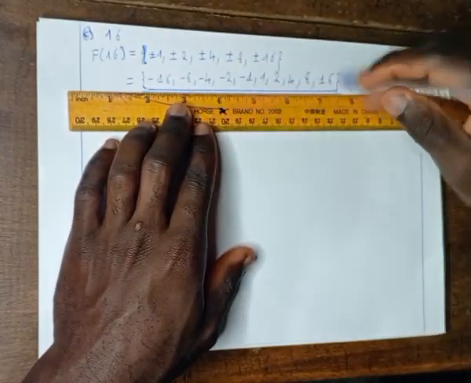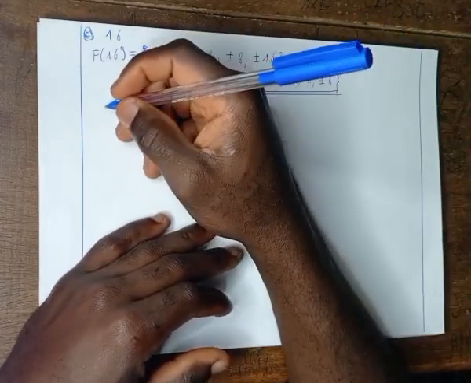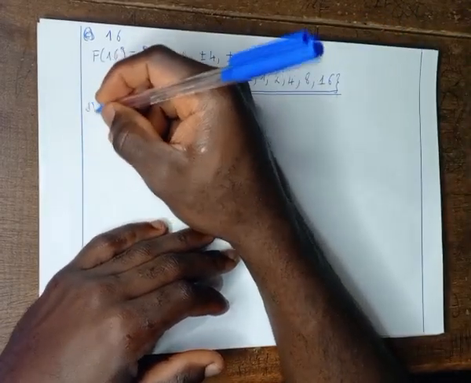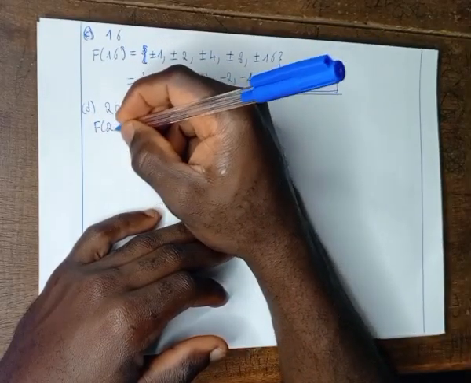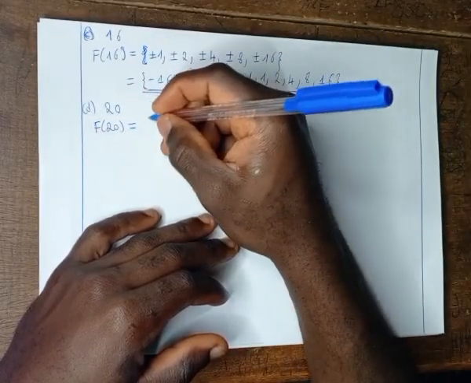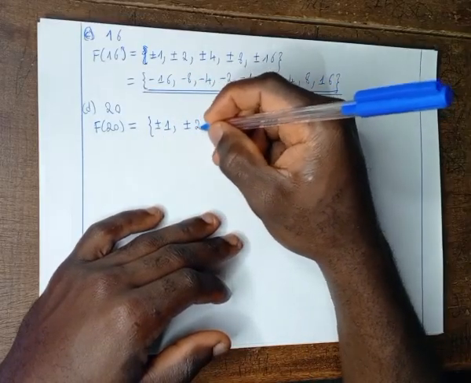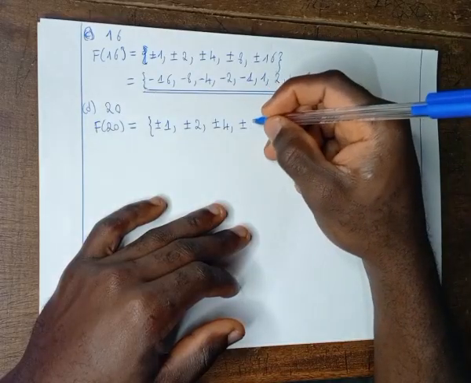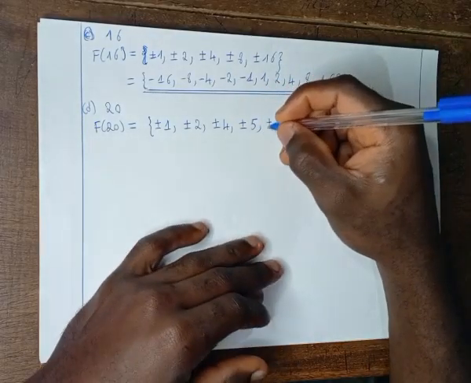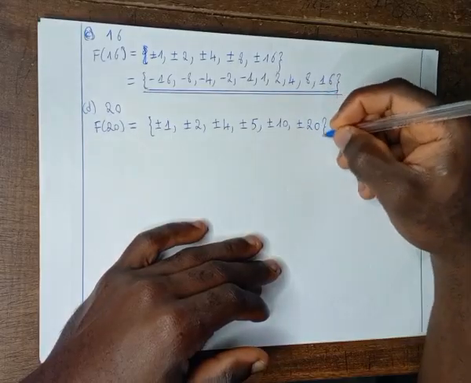So you always give the positive and negative factors. You should not limit yourself only to the positive factors. We go now to D. We have 20. F of 20 will simply be equal to, we have plus or minus 1, plus or minus 2, plus or minus 4, plus or minus 5, plus or minus 10, and lastly plus or minus 20.